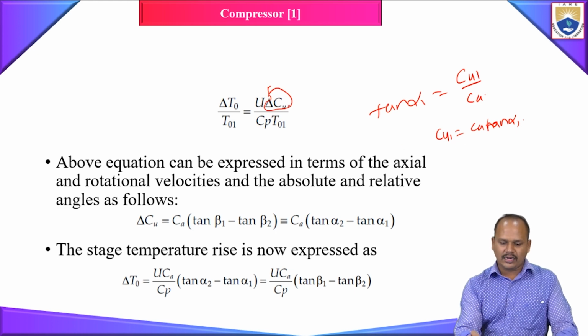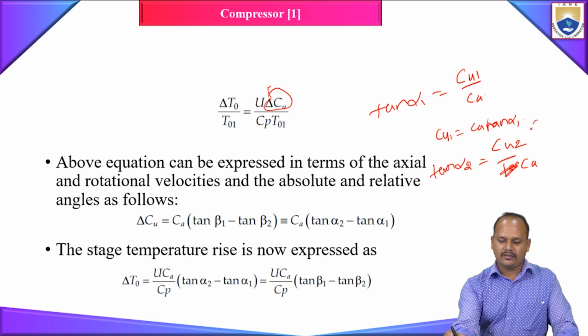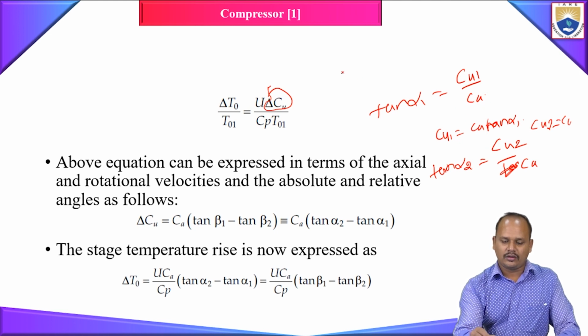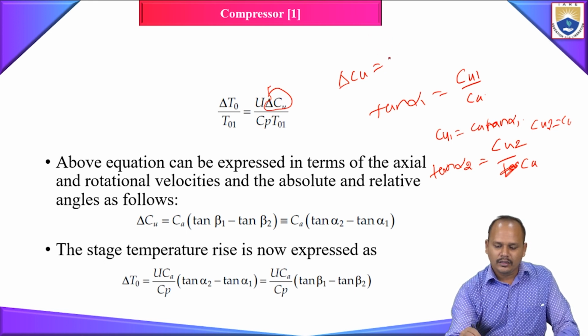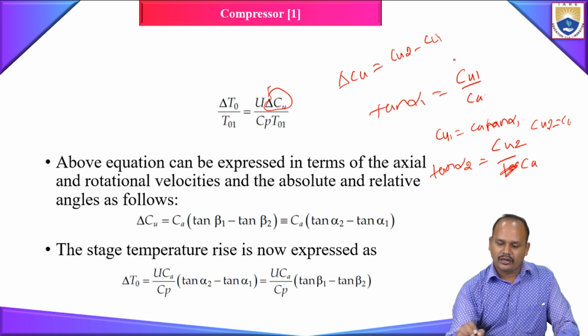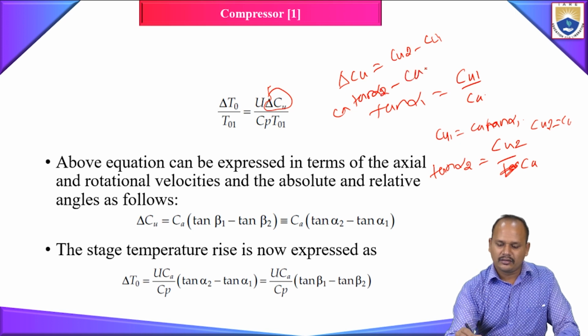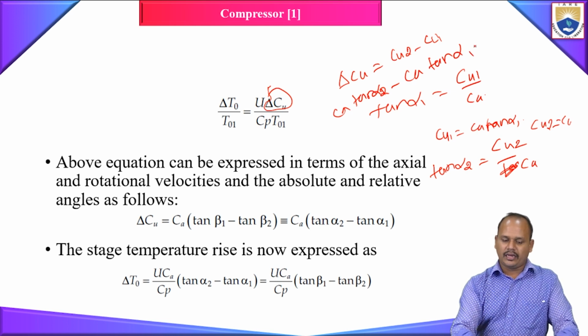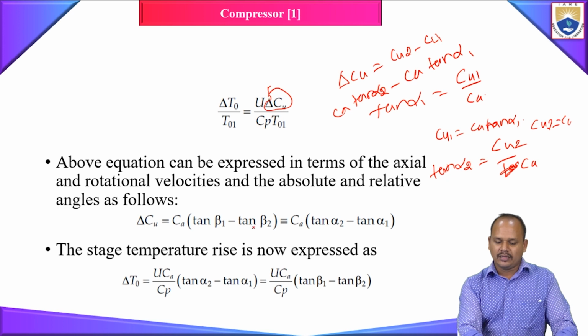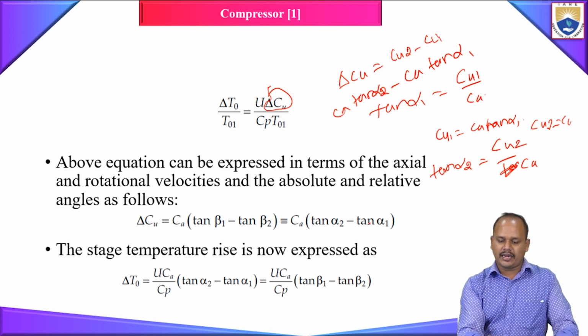So if I substitute, what is your delta Cu? Your delta Cu is Cu2 minus Cu1. Right. So from tan alpha 2 equal to Cu2 by Ca, I can write Cu2 is equal to Ca into tan alpha 2. Okay. So what is the equation? Your delta Cu is equal to Cu2 minus Cu1, which is Ca tan alpha 2 minus Ca tan alpha 1. Or you can write it as Ca into tan beta 1 minus tan beta 2, because here Ca is common.